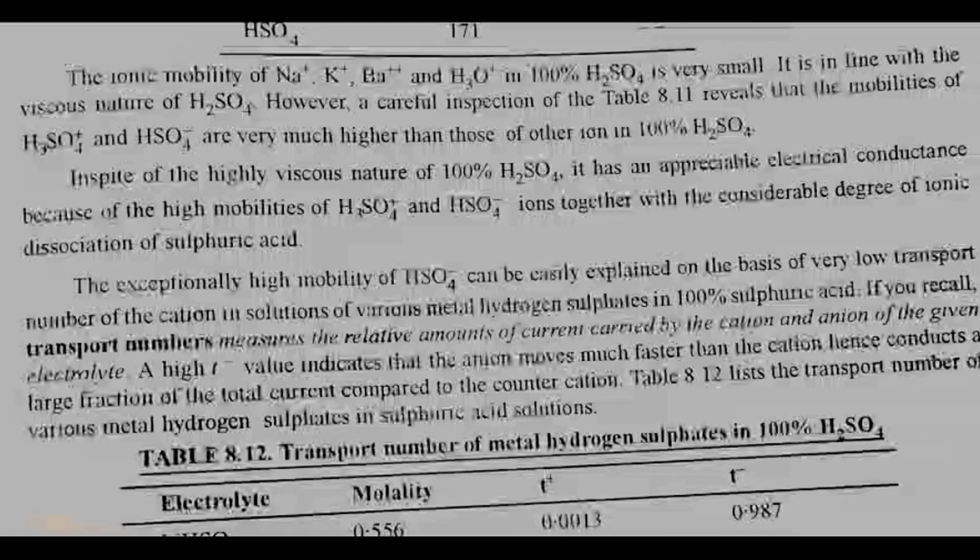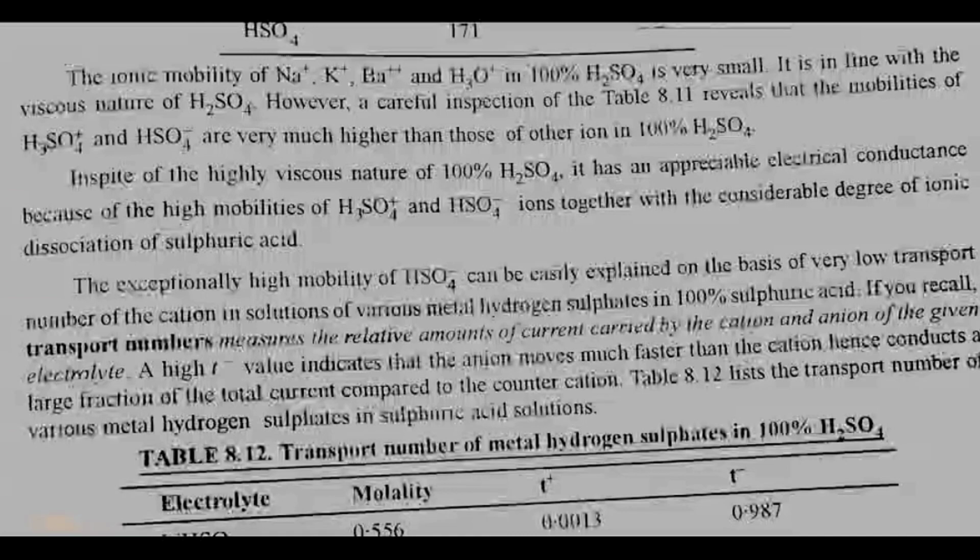It is in line with the viscous nature of H2SO4. However, a careful inspection of Table 8.11 reveals that the mobilities of H3SO4+ and HSO4- are very much higher than those of other ions in 100% H2SO4. In spite of the highly viscous nature of 100% H2SO4, it has an appreciable electrical conductance because of the high mobilities of H3SO4+ and HSO4- ions, together with the considerable degree of ionic dissociation of sulfuric acid. The exceptionally high mobility of HSO4- can be easily explained on the basis of the very low transport number of the cation in solutions of various metal hydrogen sulfates in 100% sulfuric acid.